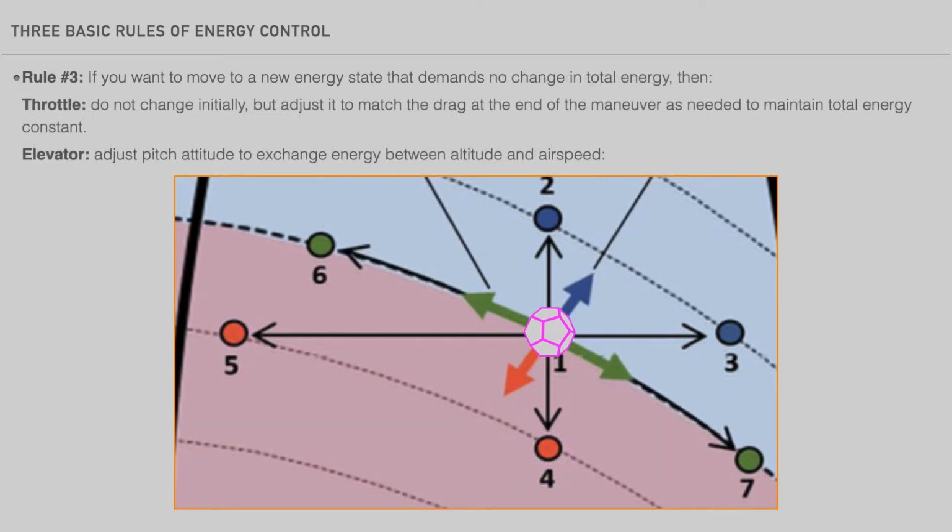If you want to maintain the same total energy, you can trade airspeed for altitude or vice versa. To accomplish this, use the elevator and adjust pitch attitude to exchange energy between altitude and airspeed. For example, to trade airspeed for altitude, pitch up. To trade altitude for speed, pitch down. Upon reaching the new desired energy state, adjust pitch attitude and throttle setting as needed to maintain the new path speed profile.